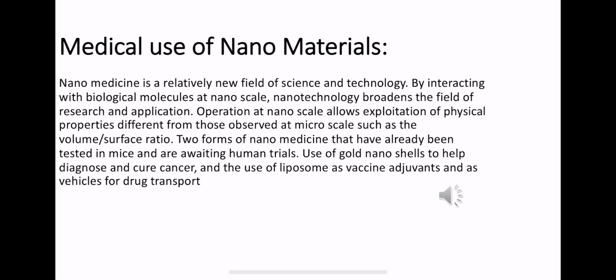Two forms of nanomedicine that have already been tested in mice and are awaiting human trials: use of gold nanoshields to help diagnose and cure cancer, and the use of liposomes as vaccine adjuvant and as vehicle for drug transport.